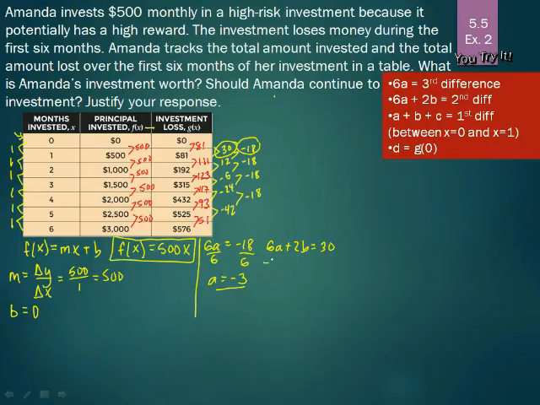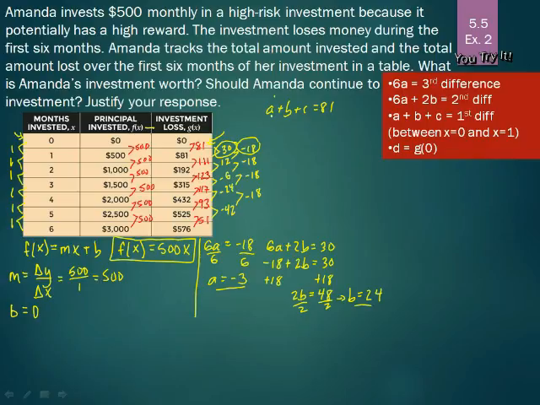And then for 6a, that will be negative 18 plus 2b equals 30. And so we can add 18 on each side to solve. And so we get 2b equals 30 plus 18, which is 48. And dividing by 2 to get b alone, we get b equals 24. And then to get c, then we know, I'll just work up here, a plus b plus c equals the first difference between x equals 0 and x equals 1, which in our case will be 81.